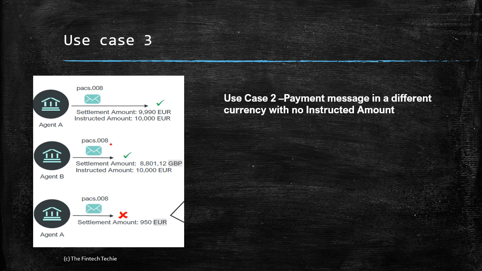Use case 3. Agent A sends a pacs.008 message with a settlement amount of 9,900 euros and an instructed amount of 10,000 euros. Agent B, in another independent transaction, sends a pacs.008 message with the same UETR. The instructed amount is the same. This message is not going to be nacked. However, when agent A sends another message with 950 euros as the settlement amount, this one is going to be nacked. Why? Because the instructed amount is not present and the settlement amount is beyond the tolerance limit.